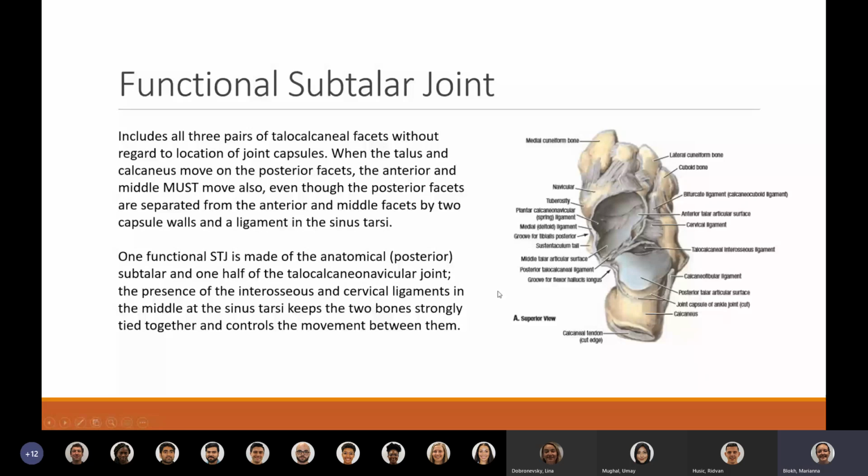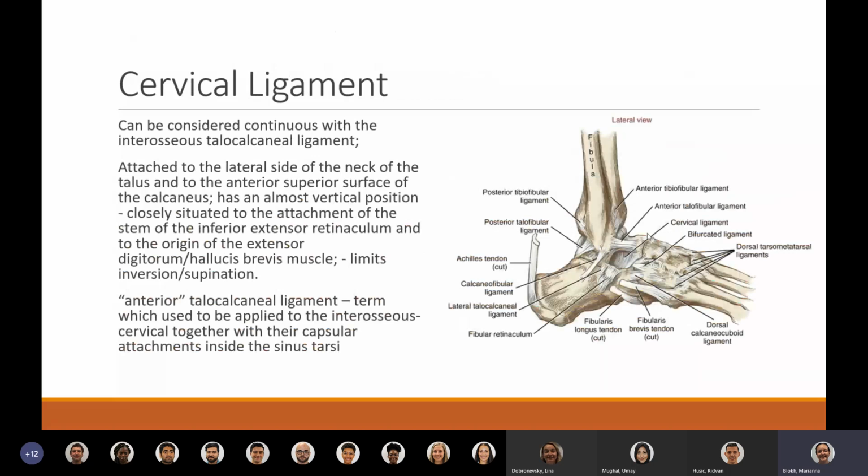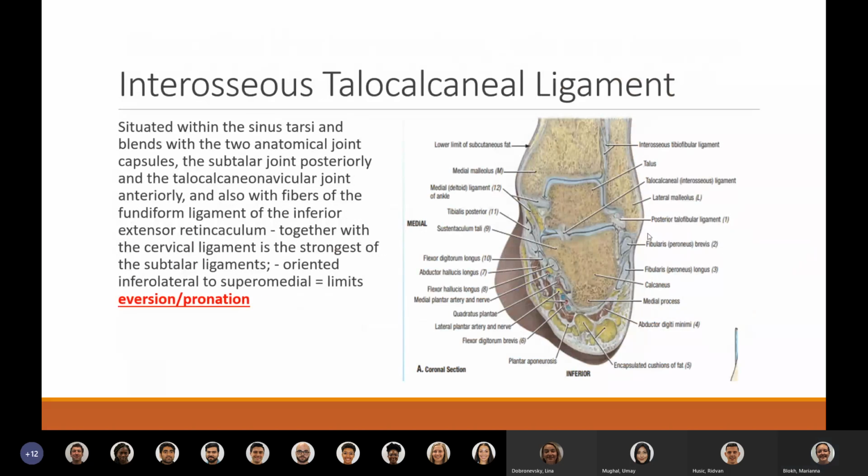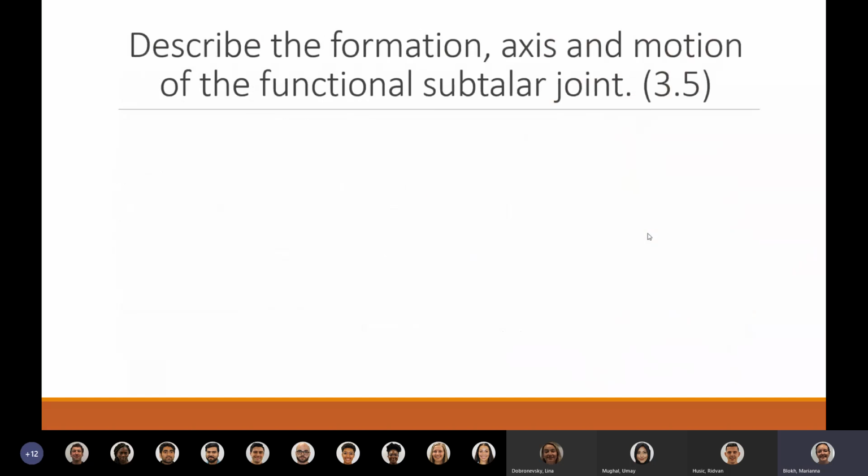So remember, one functional subtalar joint is made up of the anatomical posterior subtalar joint and 1/2 of the talocalcaneonavicular joint, right, which is your anterior and middle facets, okay? What's important is the presence of the interosseous ligament and the cervical ligament, which keeps the 2 bones strongly tied together and controls the movements between them, okay? And remember, that's where it all comes in. Interosseous talocalcaneal ligament, board question, it limits eversion and pronation.